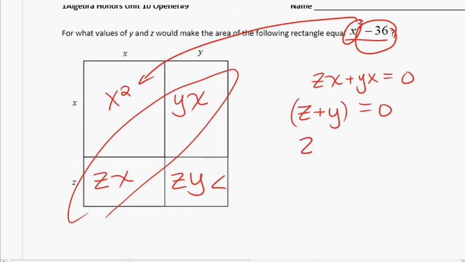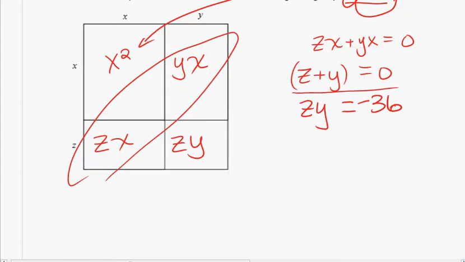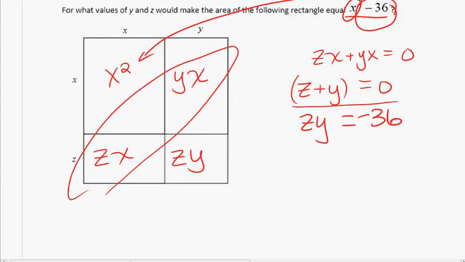And the other is that z times y must equal negative 36. So in essence, what we're looking for here is two numbers that multiply together to negative 36 that add to 0. And the skill is going to be something we keep practicing over and over in factoring, looking for two numbers that add to something that also multiply to something else. And so let's look at all the numbers that multiply to negative 36 first, and then we can look at which combinations add to 0.